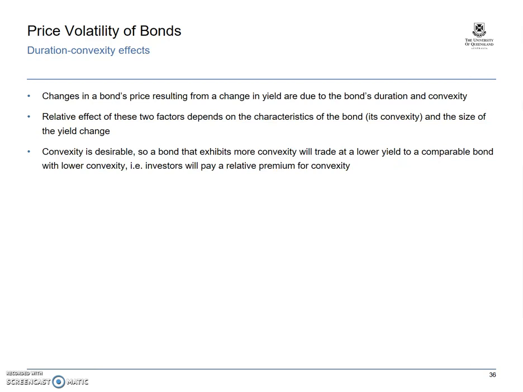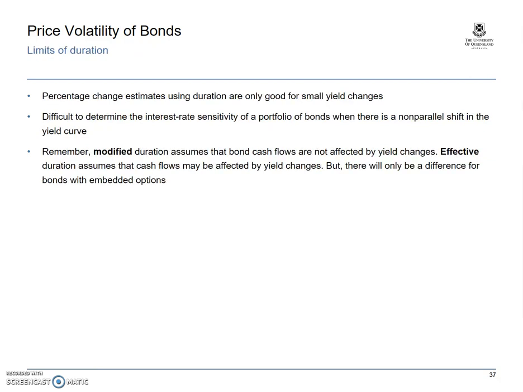The change in a bond's price resulting from a change in yield is due to the bond's duration and convexity. Understanding those two factors can help us manage the risk of the bond portfolio. The relative effect of these two factors depends on the characteristics of the bond, particularly its convexity and the size of the yield change. One of the things about convexity is that it's quite desirable. As a bond exhibits more convexity, it'll trade at a lower yield compared to a bond with lower convexity.